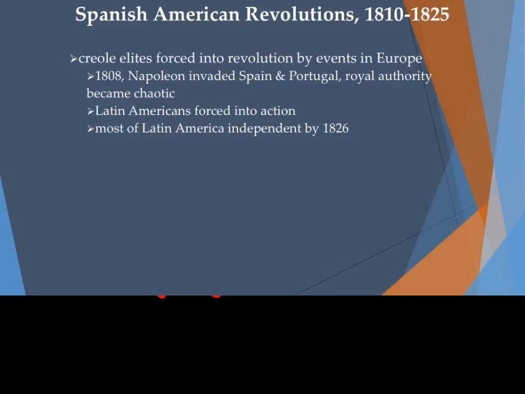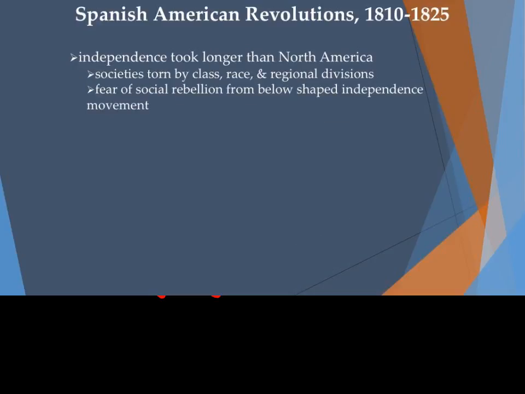Most of Latin America was independent by 1826. And gaining independence took longer than it did in North America. Latin American societies were torn by class and race and regional divisions, and fear of social rebellion from below really shaped the whole independence movement. Now, when Napoleon invaded the Iberian Peninsula, deposing the Spanish king and forcing the Portuguese king to flee to colonial Brazil, he created a political power vacuum that ultimately led to the colonies demanding their formal independence.